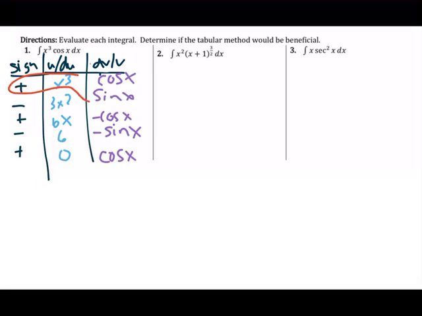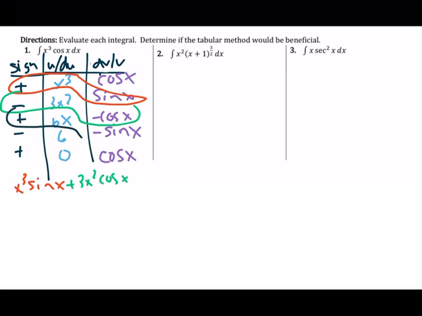And then we're going to group. So this is going to give me x to the third sine of x minus 3x squared times negative cosine. So plus 3x squared cosine of x plus 6x times negative sine of x. So minus 6x sine of x minus 6 cosine x plus c.